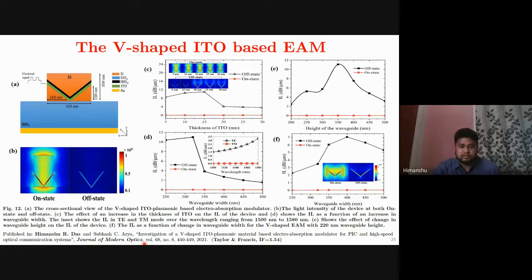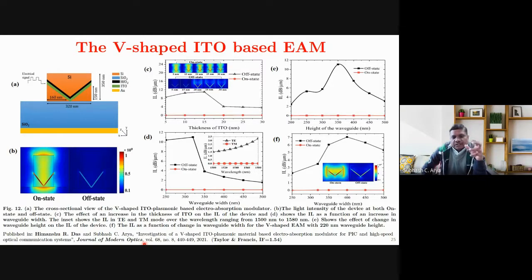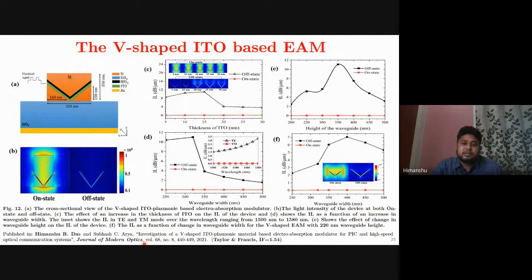First of all, we are keeping the y-axis insertion loss common, and on the x-axis we are varying the thickness of ITO and waveguide width, because insertion loss is a very important parameter to calculate the performance metrics of an optical modulator. Since we are calculating extinction ratio and FOM, which are based on the insertion loss of the device, we are optimizing the device in terms of insertion loss. Why is insertion loss important? Because from insertion loss, we are able to calculate extinction ratio and FOM, which are very important parameters.